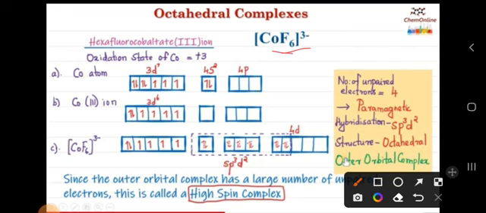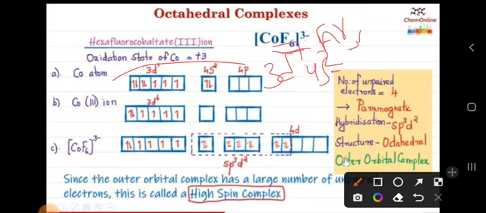Now if you take cobalt, the atomic number is 27. So how are we going to get the configuration? Argon 3d7 4s2. So this is the configuration when you write the electronic configuration. Here, for everything you have to find the oxidation state. The oxidation state of cobalt here is +3, so there will be loss of 3 electrons: 2 from the s orbital, 1 from the d orbital.